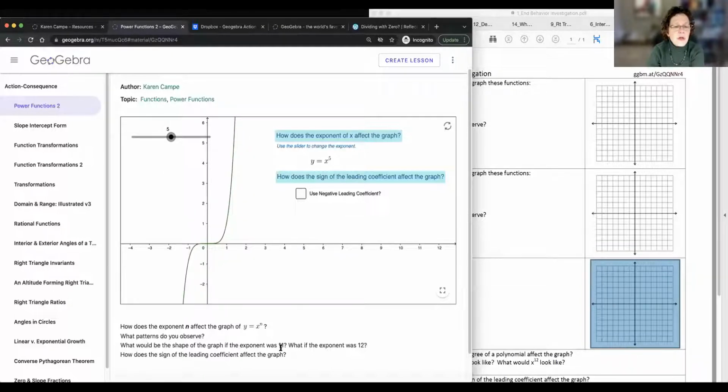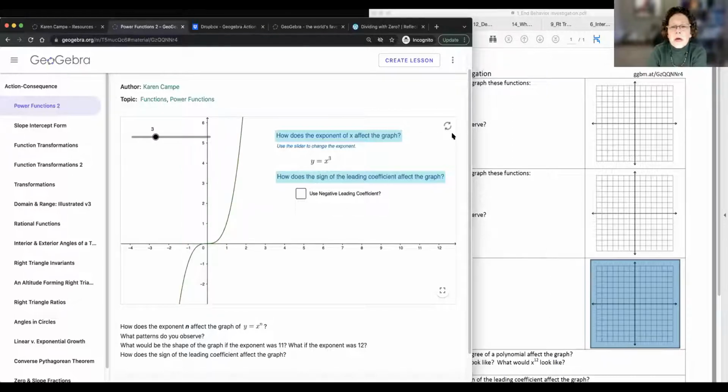You'll notice the third question down: what would be the shape of the graph if the exponent was 11? What would be the shape if the exponent was 12? And I've deliberately stopped my slider at 10 because I want students to make predictions here. There's also the opportunity to click on a negative leading coefficient. How are these results different from the ones with the positive leading coefficient? And in all of my applets, I always have a refresh the construction icon so that students can do that.